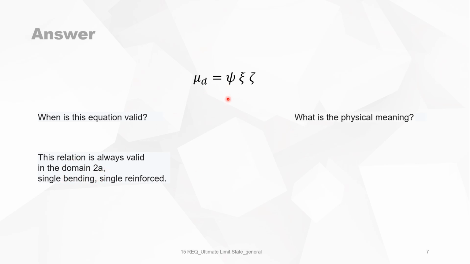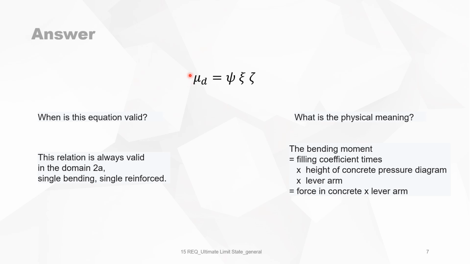And what is its physical meaning? Well, the total bending moment is equal to the filling coefficient times the height of the concrete pressure diagram times its lever arm. Or you can say this is the force in the concrete multiplied by the lever arm is the total bending moment. Simple as that.